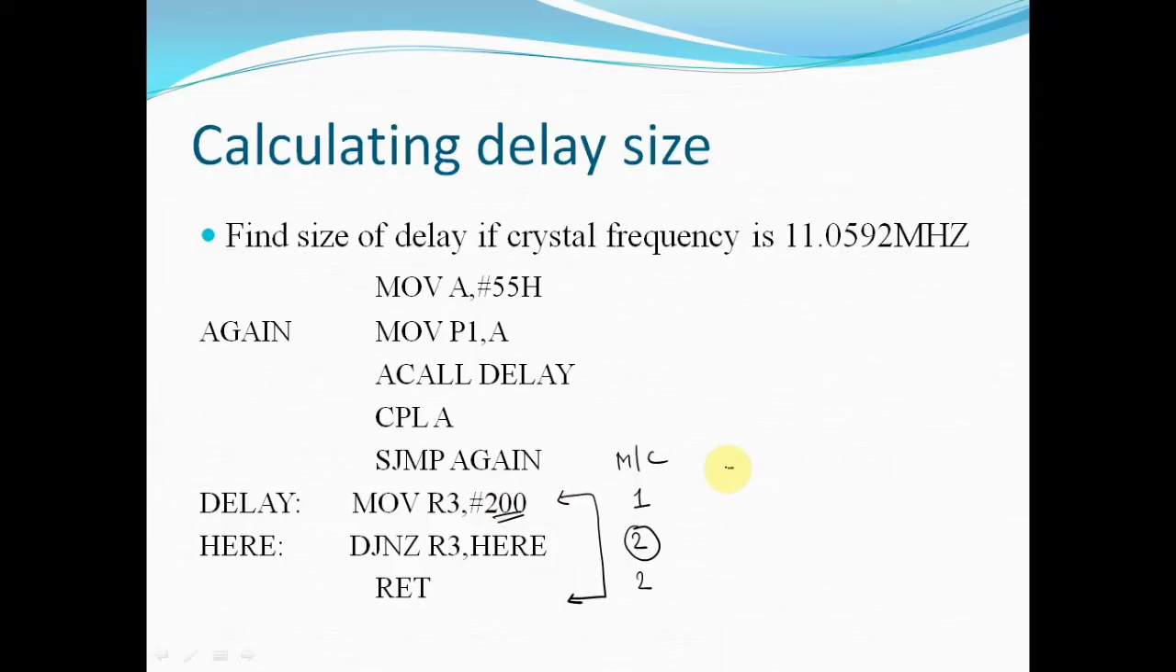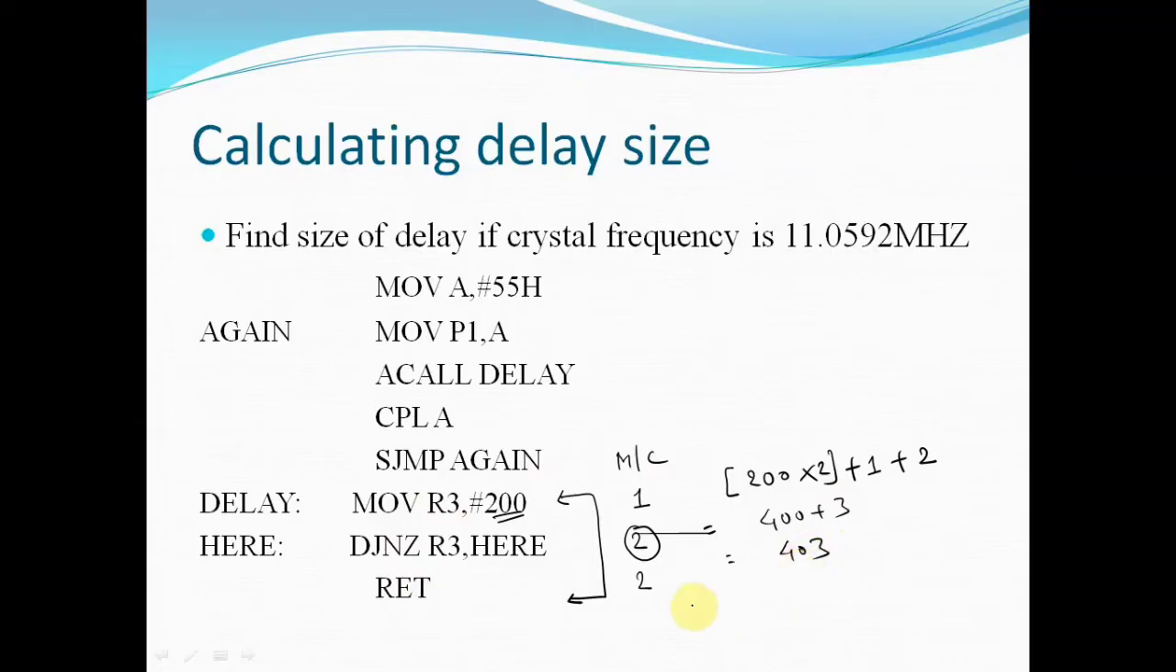Now I will show you the calculations. 200 multiplied by 2, plus MOV R3, #200. This instruction is executed only one time. It loads your count value into register R3, so the machine cycle required is only one. The RET instruction is also executed only one time, and it takes 2 machine cycles. So the total number of machine cycles required to execute this delay is 400 plus 3, which is equal to 403. These are the machine cycles.